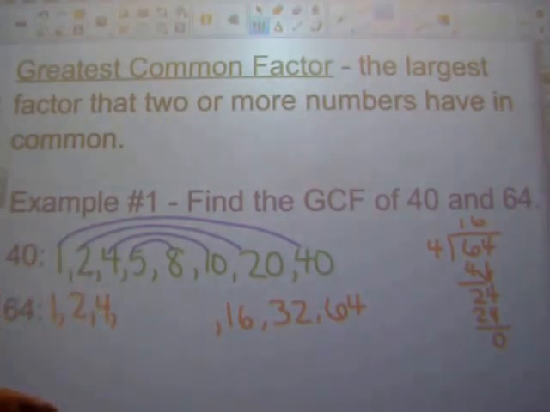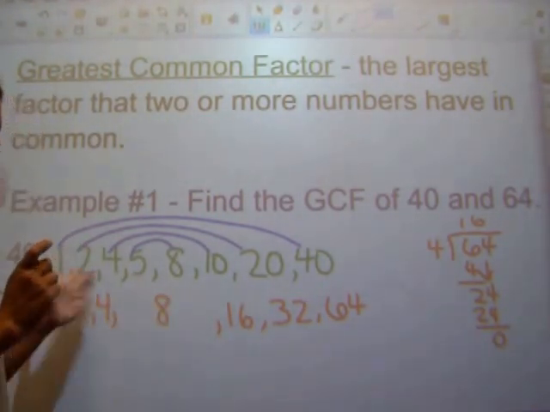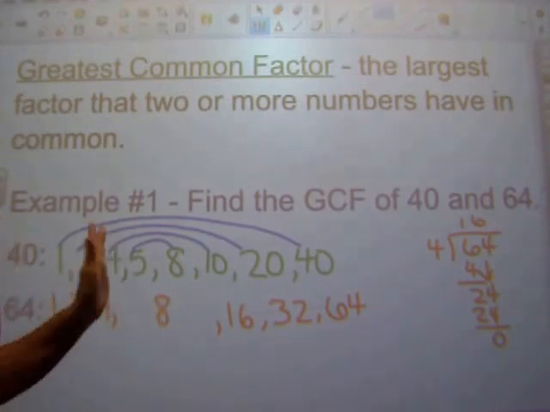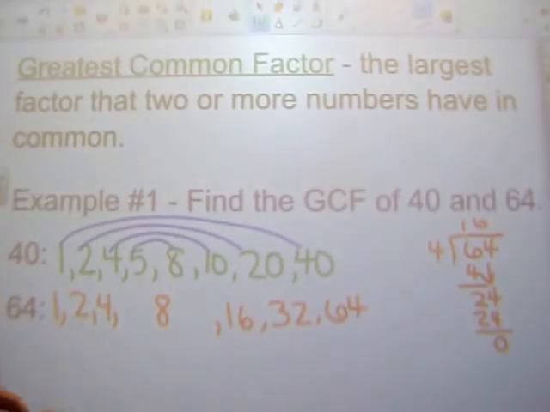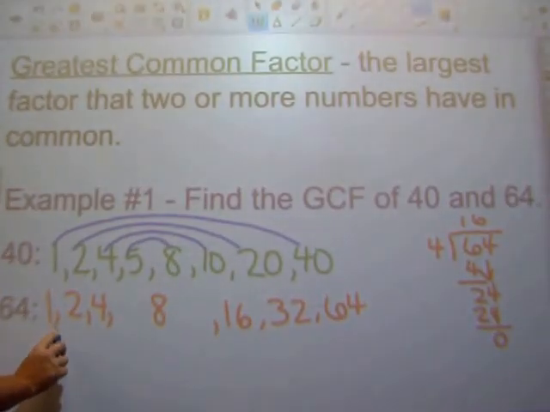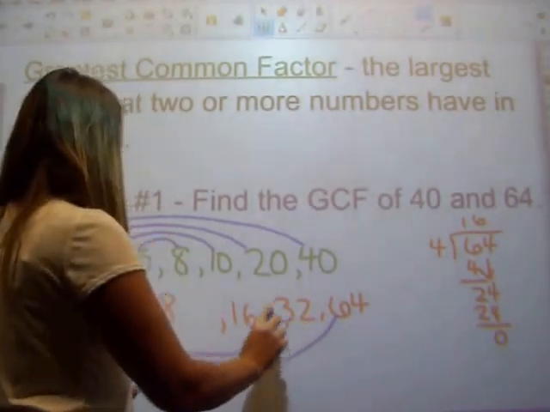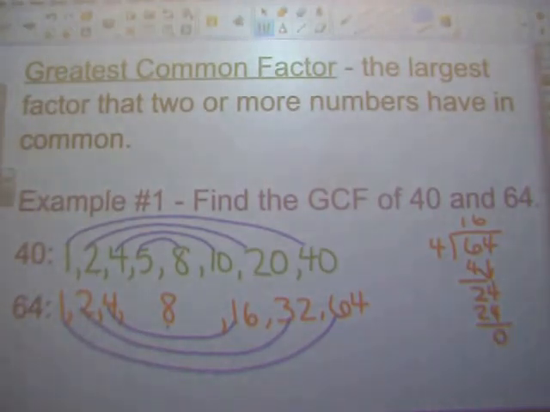8 times 8 is 64. So we know that we've listed all of the factor pairs. You don't have to write the 8 twice, one time is fine. And you can do your factor rainbow again here to make sure that you get every factor pair. 1 times 64, 2 times 32, 4 times 16, and then you have your 8 times 8.